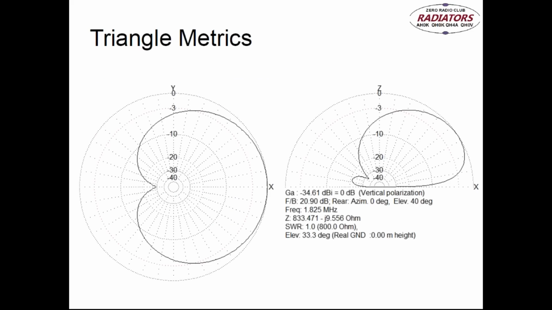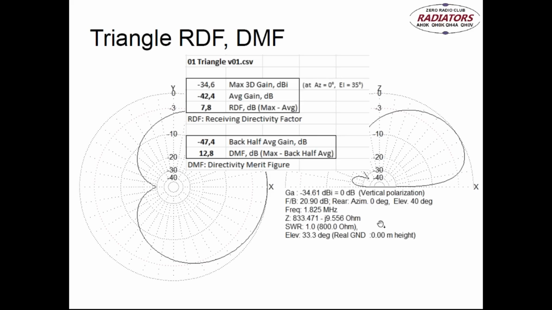So the pattern looks like this, and we get now the RDF. This is the same as you have seen for these flag antennas, but now here's something new for everybody. The DMF number is 12.8. And the back half average gain is minus 47.4 dBi.